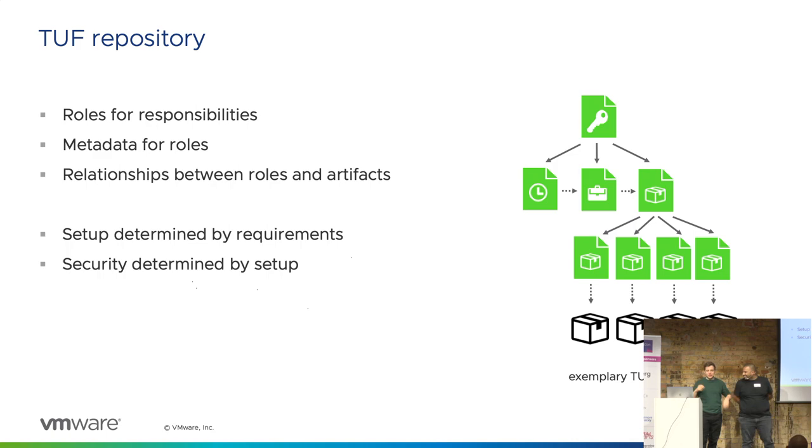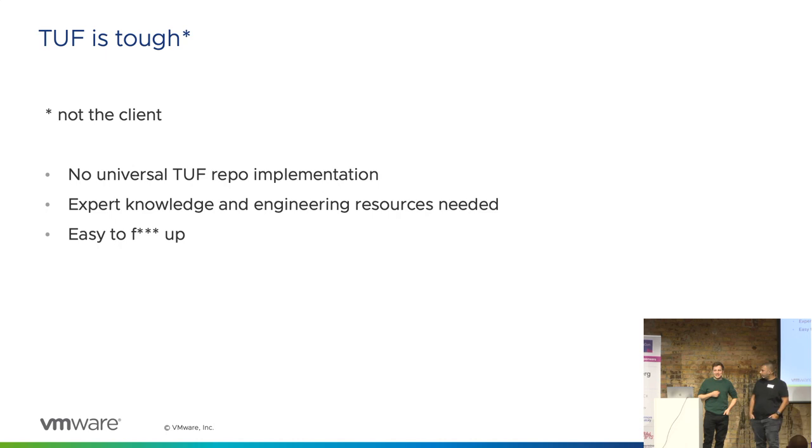But the problem, or one problem, is that you need to pick which metadata you actually want. TUF allows you to have only a minimal set of metadata, but it also allows you to define arbitrarily complex trust hierarchies in your repository. And you can pick a specific TUF setup according to your requirements or constraints in your repository. But whatever setup you pick also determines your security properties. So different TUF-compliant setups may mean different security properties. I already hinted at that. TUF is tough. It's not easy to build a TUF repository.